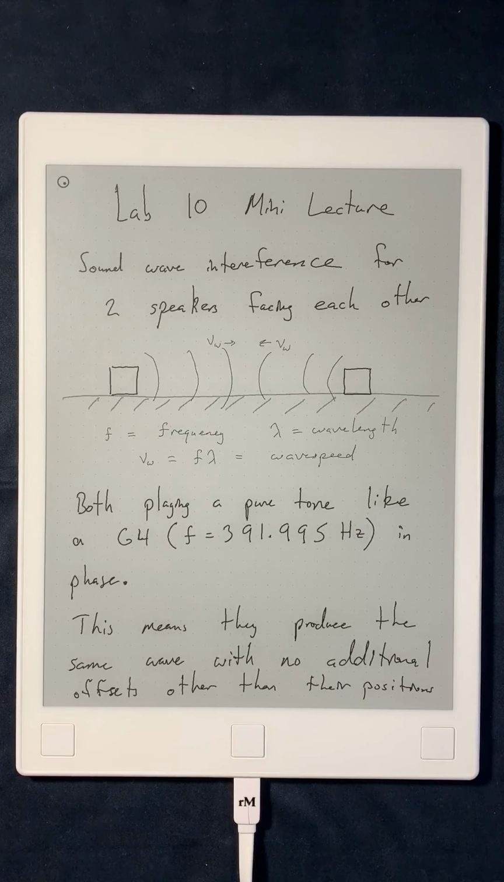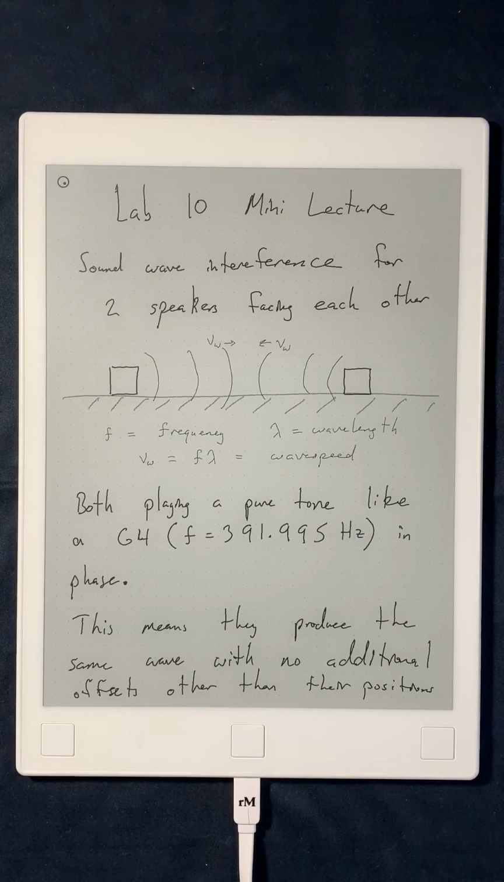So here, what you want to think about is there's two speakers. You space them out appropriately, and you do need them to be far enough away that you'll be able to get some good data. Not too close, not too far. So we still need to be thinking about frequency, wavelength, and wave speed.